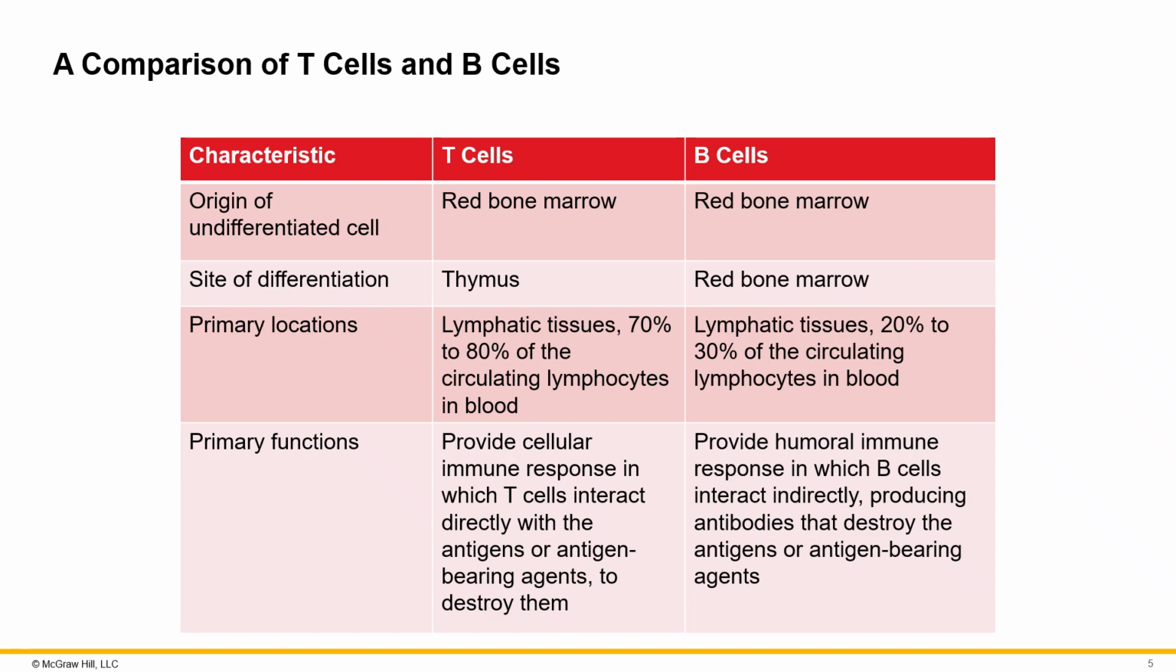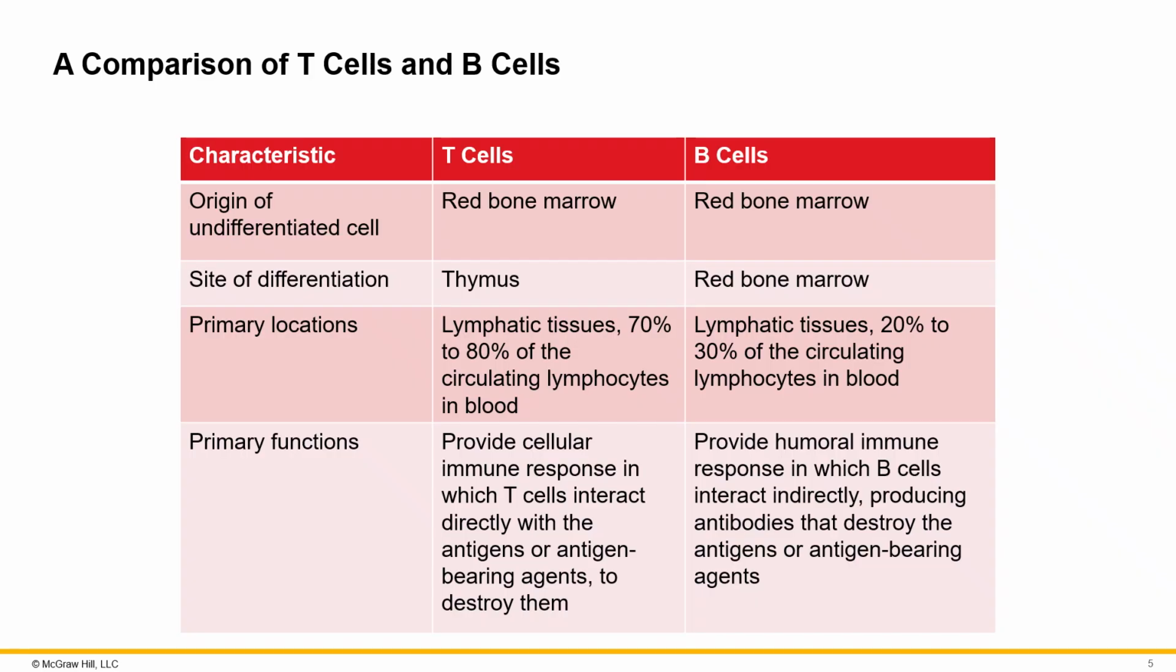Where they differentiate, or mature rather, is in two different places. So the T cells mature in the thymus. The B cells mature in the red bone marrow. So if it helps you remember, T cells with thymus, T thymus, okay? B cells with red bone marrow, okay?